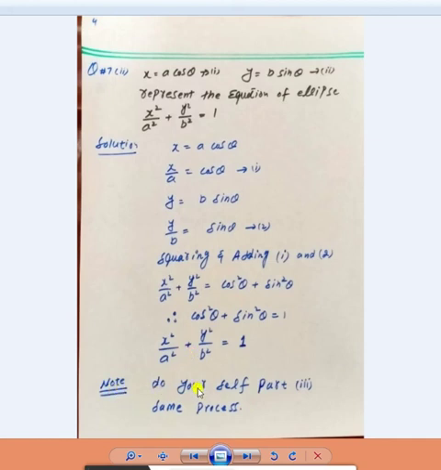Note, students, do part 3 yourself by the same process. You will solve part 3 of this question yourself.